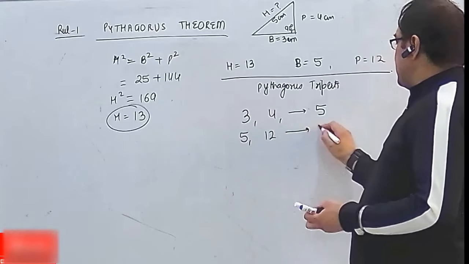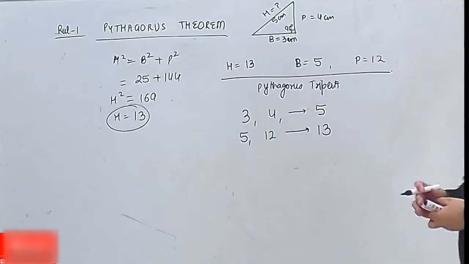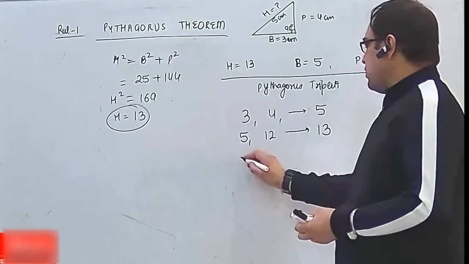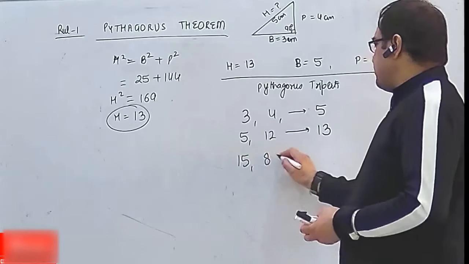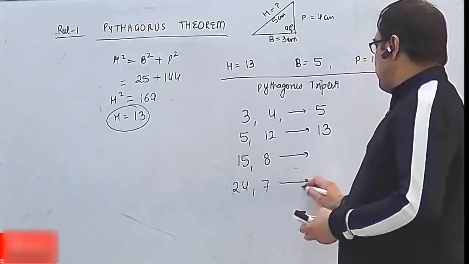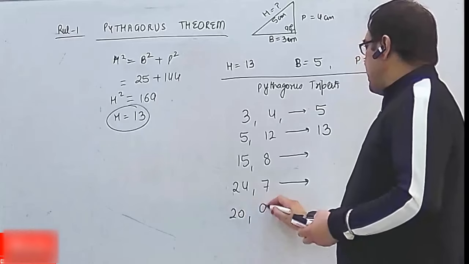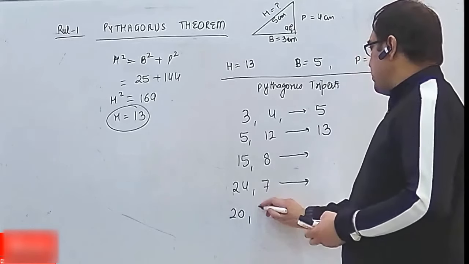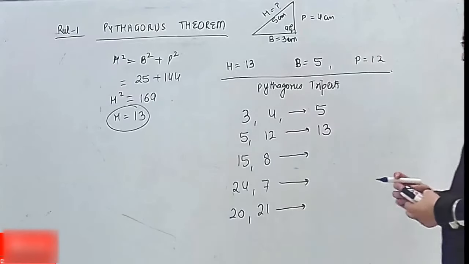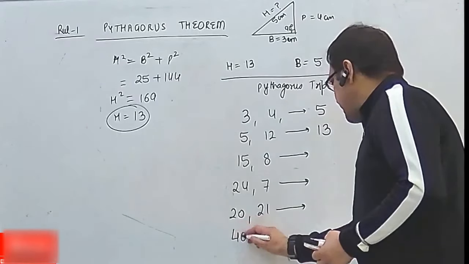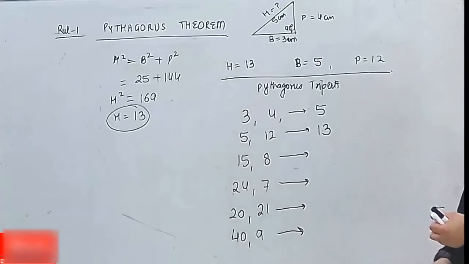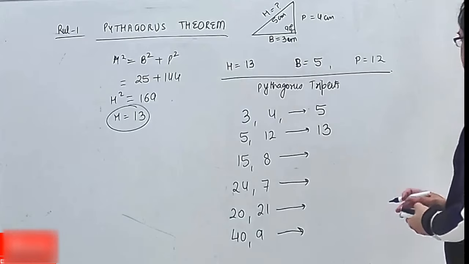5, 12, and 13 is again a Pythagoras triplet. Now you need to find out, I will give you 3 questions more. Like 15 and 8 will form what? 24 and 7 will form what? 20 and 21 will form what? And 40 and 9 will form what? You need to find out the value of hypotenuse in each case.